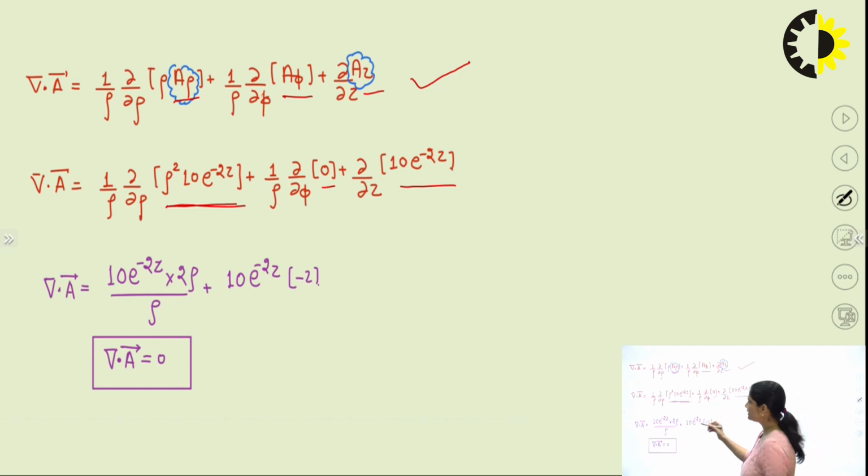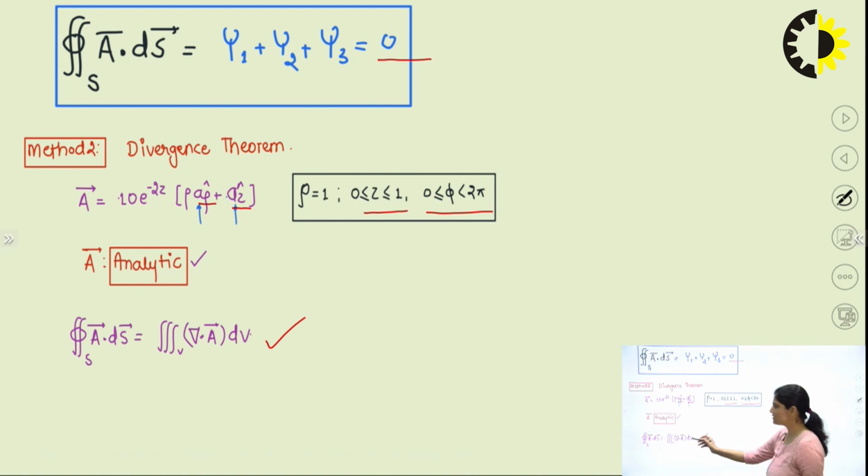So by using these differentiations, you will get the result that del dot A is equal to 0. So put this value 0 in this formula. If you put 0 here, then that is equal to 0. So you can see that by using the first method and the second method, both the left hand side and right hand side are equal to 0.